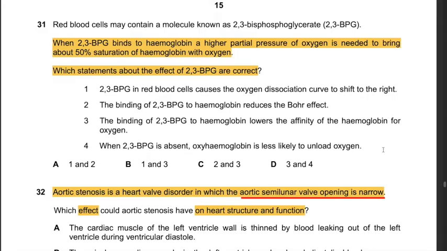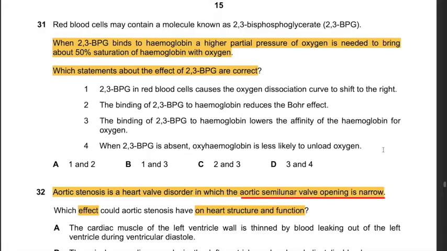It increases the Bohr effect because it leads to a reduced saturation of hemoglobin. As when it binds to hemoglobin, a higher partial pressure of oxygen is needed to bring about 50% saturation. That means the Bohr effect increases. Therefore, answers containing statement 2 are incorrect, leaving us with the answer being either B or D.